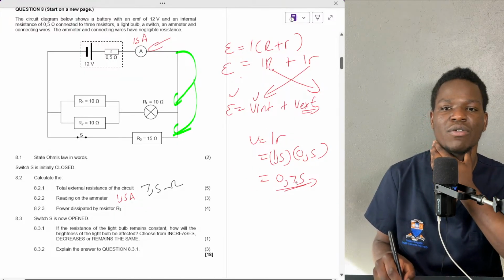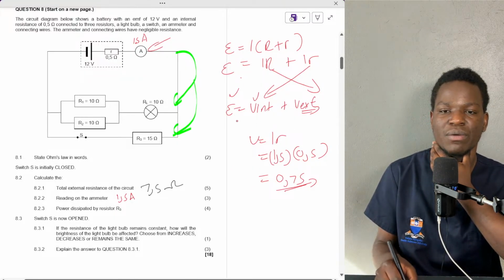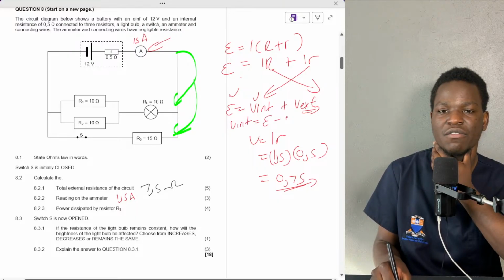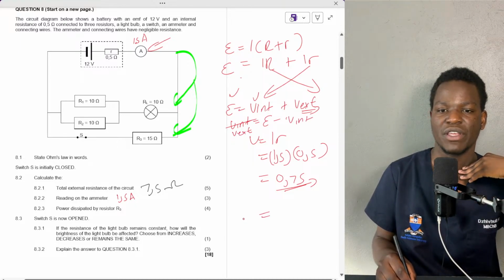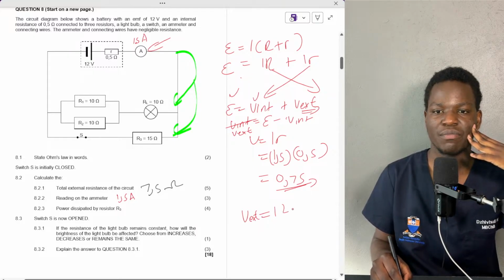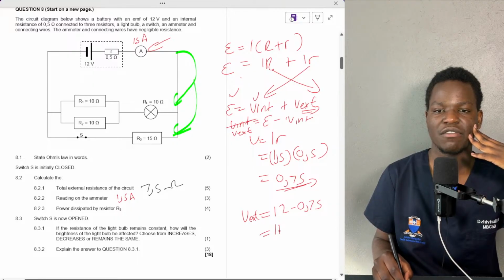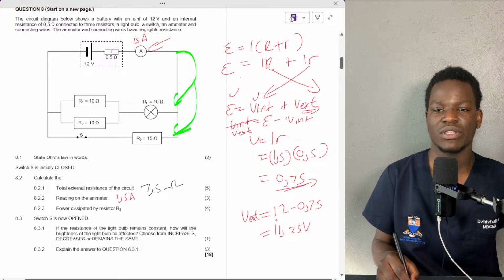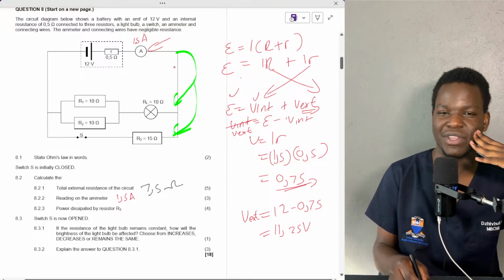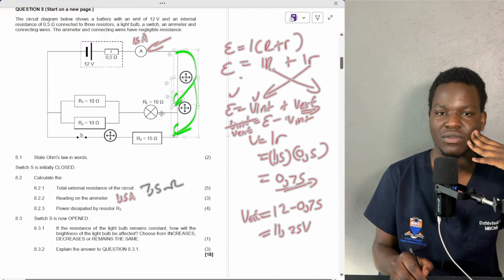So how do we find our V external? We make it the subject of the formula: EMF minus V external equals V internal. So let's take it from the EMF: V external is our EMF, 12, minus 0.75, which gives us 11.25 volts. So that's our V external. It's going to be the voltage used here.